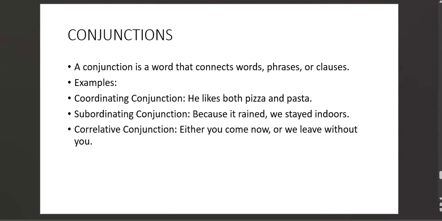Conjunctions. So we move on to conjunctions. What is a conjunction? A conjunction is simply a word that connects words, phrases, or clauses. For example, without even looking at the sentences first, we have various conjunctions that connect words, sentences, and phrases.